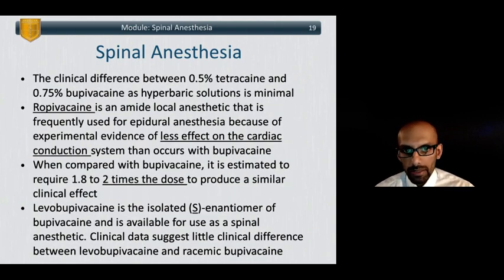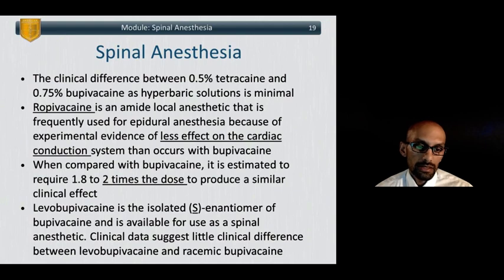Overall, the difference between tetracaine and bupivacaine is minimal, and bupivacaine is a lot more accessible, and you can extend its duration a little bit with the use of epinephrine. Ropivacaine overall is gaining a lot of popularity because it has less cardiac toxicity and overall less motor block, interestingly, compared to bupivacaine. It's a little bit more expensive since it's not generic yet. It is less potent, so you do need 1.5 to 2 times the dose of ropivacaine to produce a similar clinical effect.